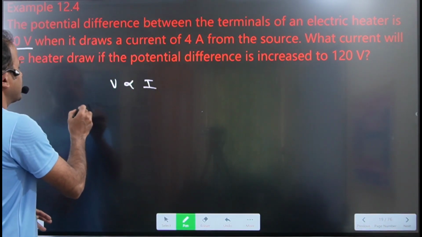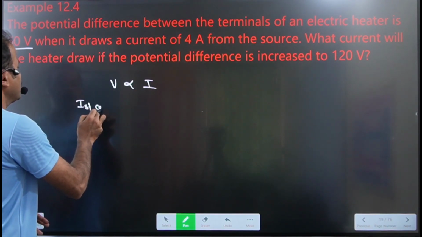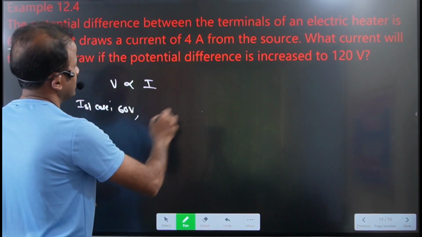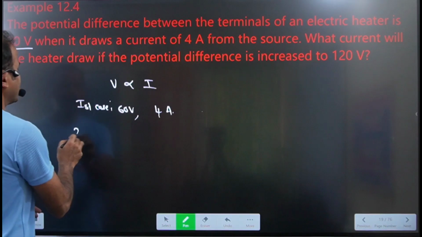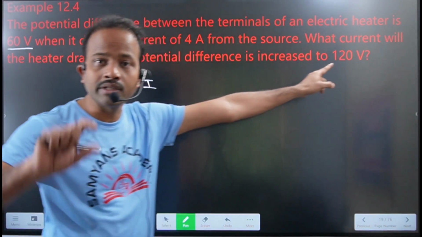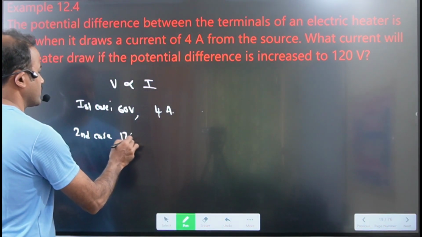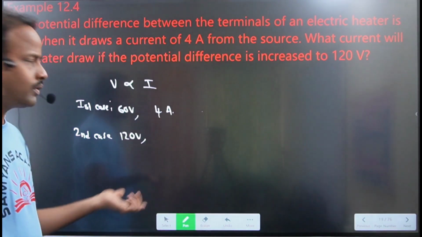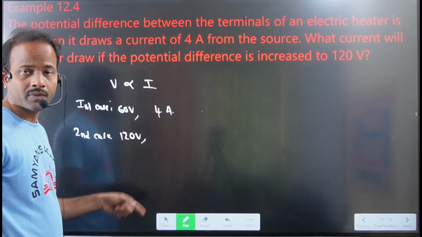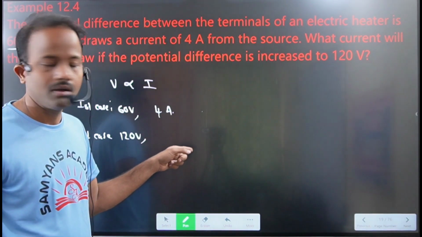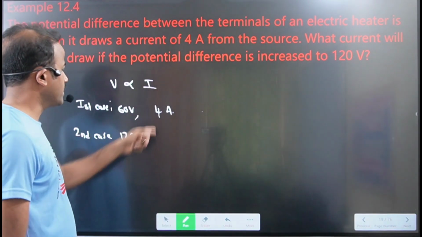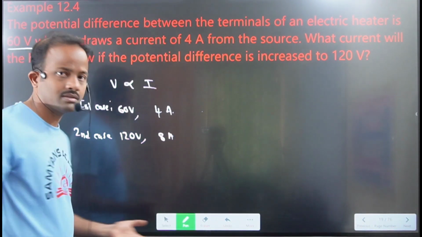So in the first case, what is the V value? 60 volt. Okay. Then what is the value of the current? 4 amperes. Right. In the second case, the voltage increases to how much? 120. You increased the voltage to 120 volts. When you increase the voltage to 120 volts, how many times has it increased? 60 volt to 120 means 2 times. If voltage increases 2 times, how many times should the current also increase? Yes. When voltage increases to 2 times, current also increases to 2 times. Yes or no? Then 4 into 2 is how much? 8 ampere. The answer is 8.